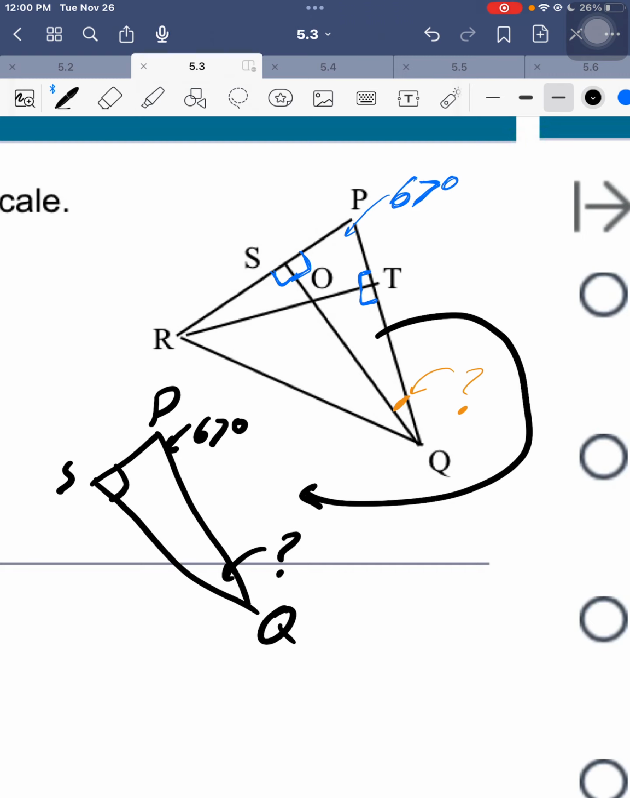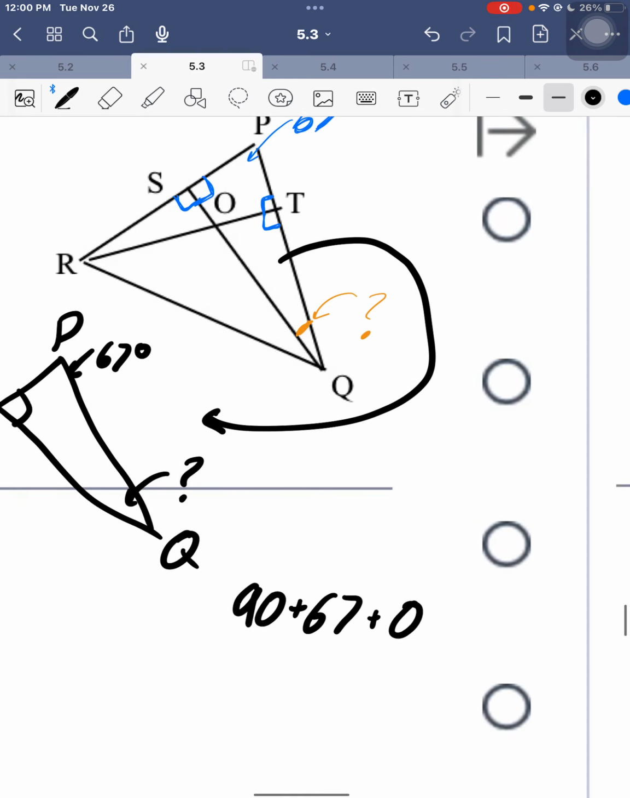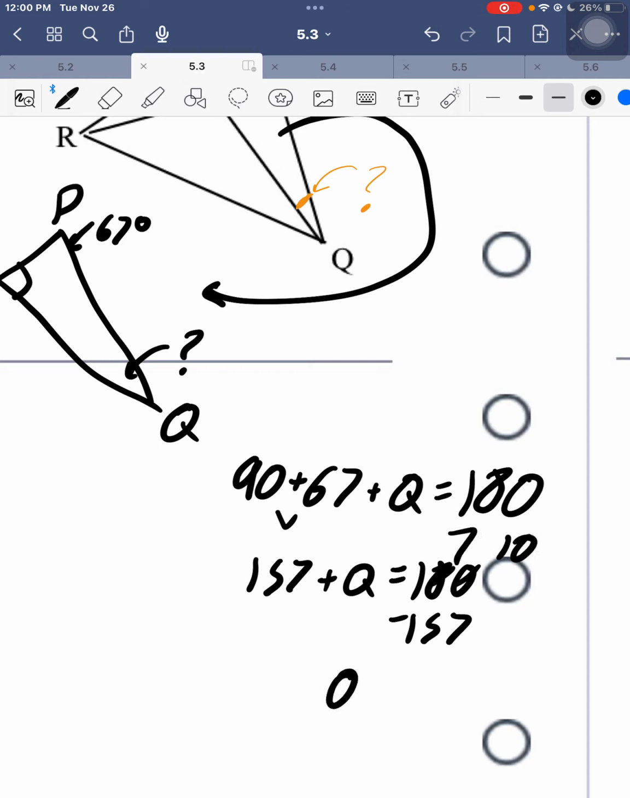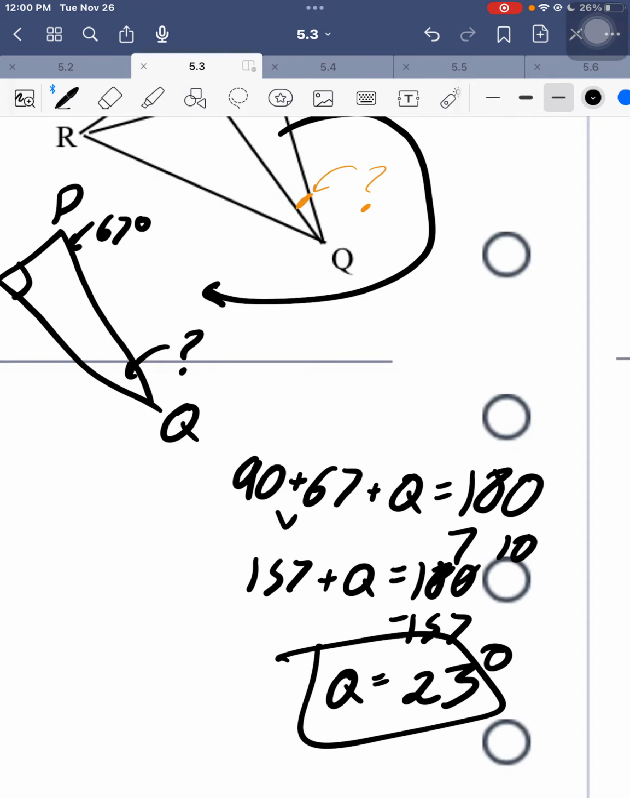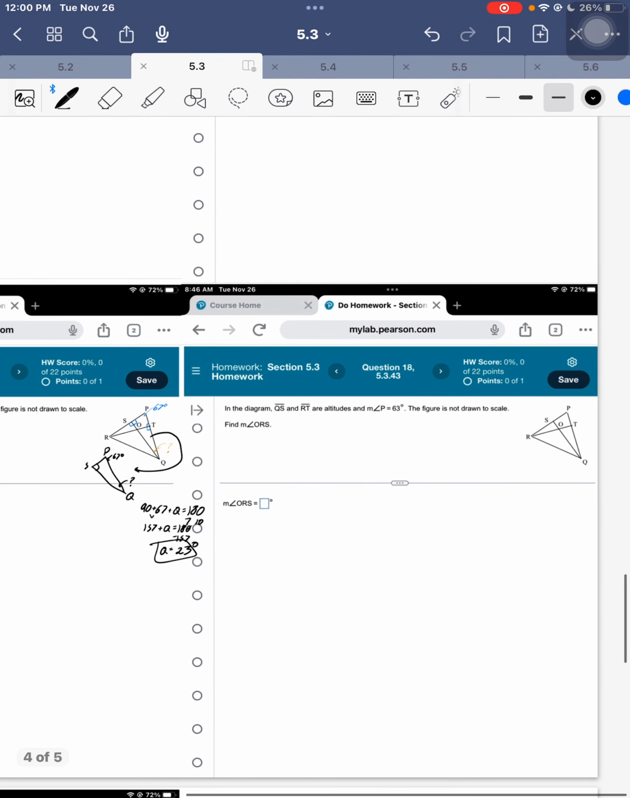And now what is my Q? How can I do that? Let's give this a Q. So now I have 90 plus 67 plus Q equals 180. So 90 plus 67 is 157, plus Q equals 180, so Q equals 180 minus 157. So my Q is equal to 23 degrees. That's it. So my Q is 23.